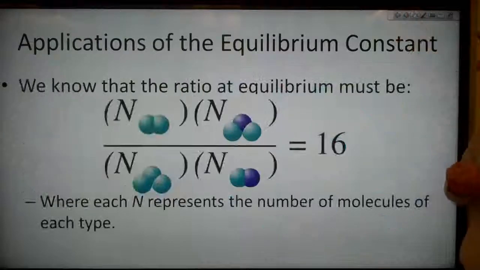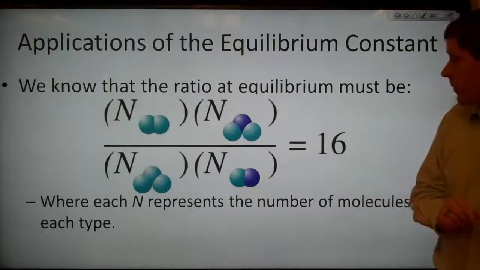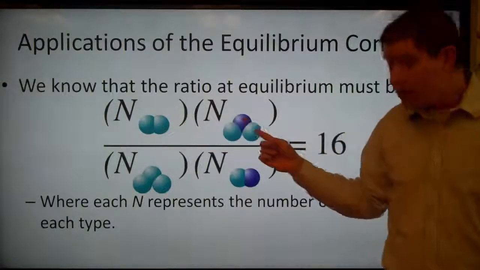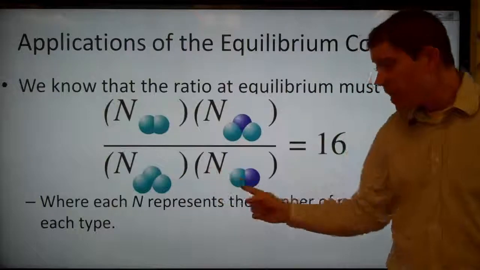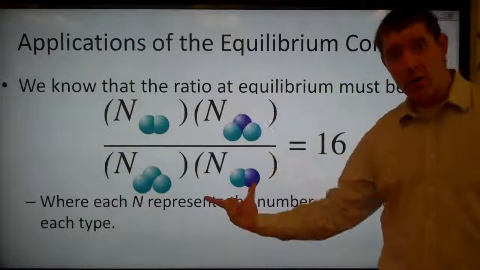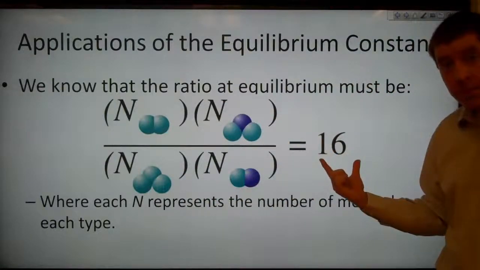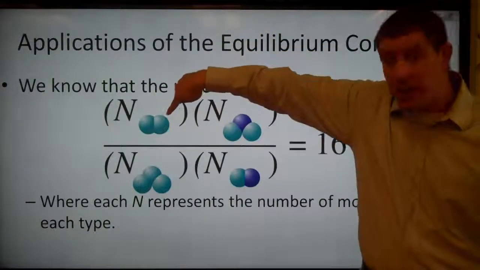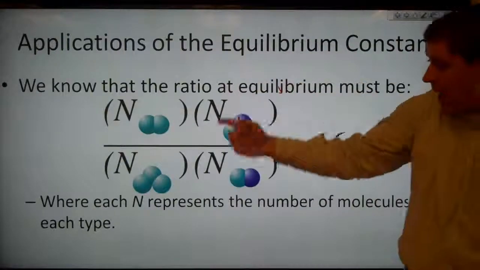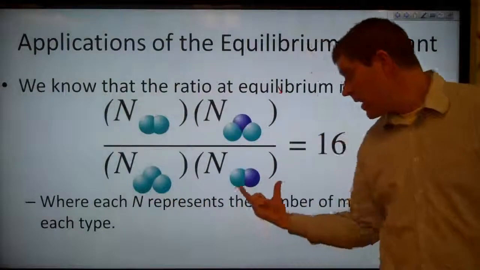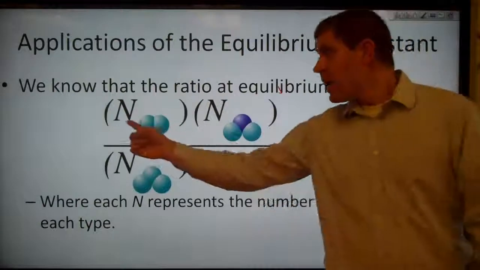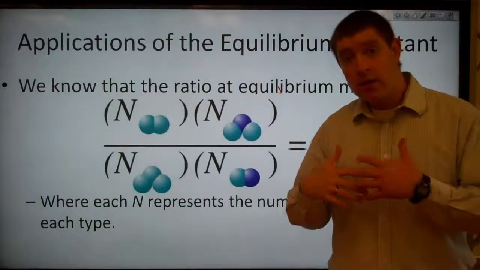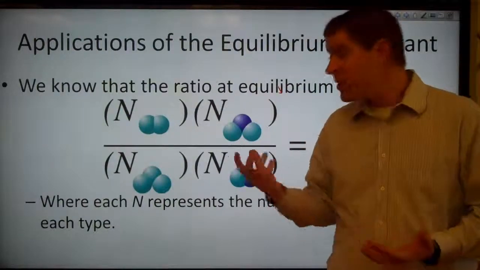Well, we know that the ratio at equilibrium has to be equal to 16. The ratio between our product concentrations and our reactant concentrations, so products over reactants, has to be equal to 16. Now the products, again, were the A2 and the A2B, and our reactants were the A3 and AB.